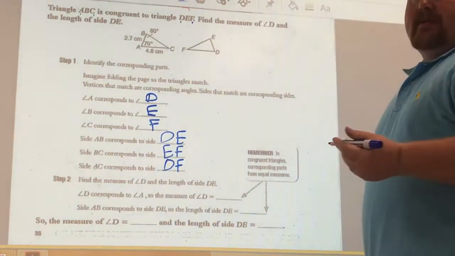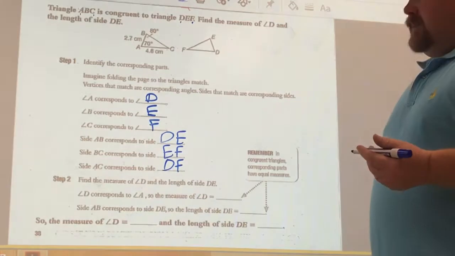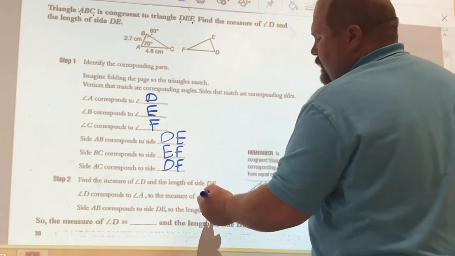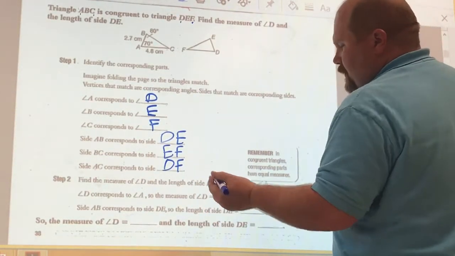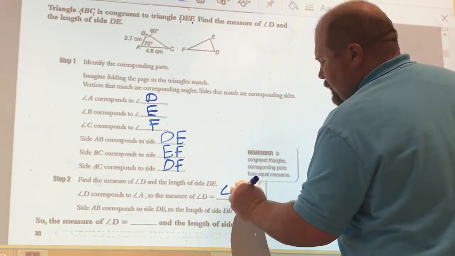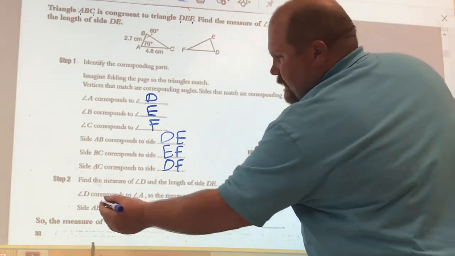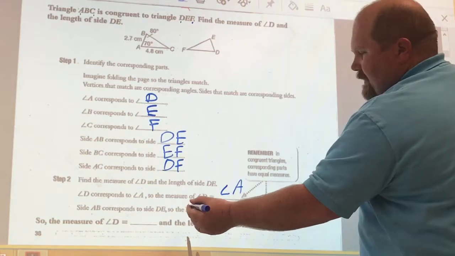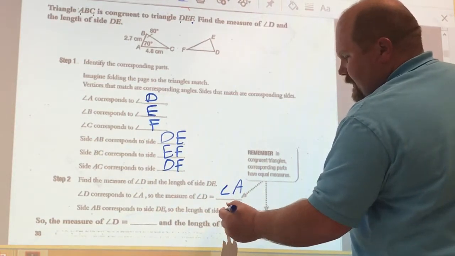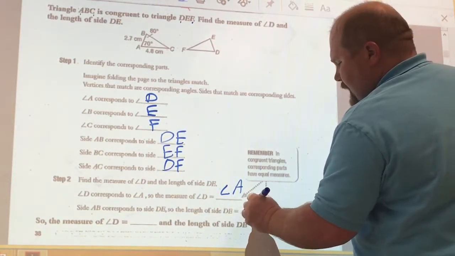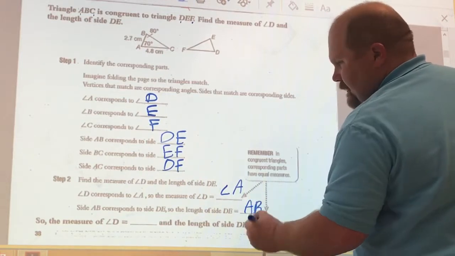That means they match each other. Angle D and angle A are matching pieces. So the measure of angle D would be equal to the measure of angle A. Side AB corresponds to side DE, so the length of DE would be equal to side AB.